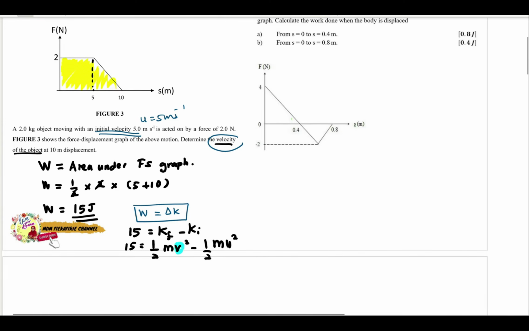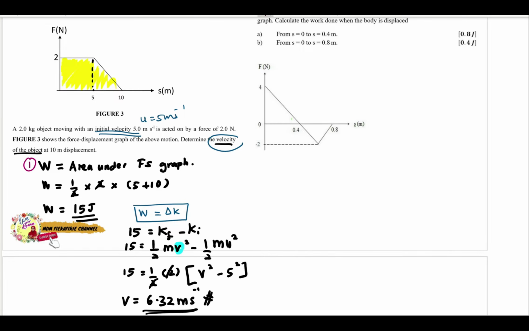So we're gonna have 15 equals half, and then the mass is 2 kg. We can factorize half and m. And then v squared, we want to find v, and u is equal to 5 squared. Okay, so from here, we can find v, and it is equal to, alright, and then the answer is 6.32 meter per second. Okay, alright, so here you must know how to find the work done from area under Fs graph. And second, you must relate W with delta K, and this is under work energy theorem.